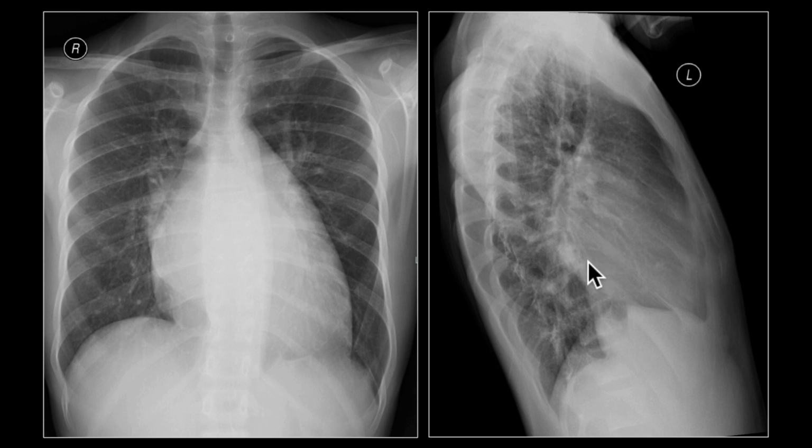Now, none of these are significantly dilated on this case. For example, the right ventricle does not extend to obliterate the retrosternal space. The left ventricle does not extend posteriorly as well. So the predominant cardiac abnormality is that of the dilated left atrium.